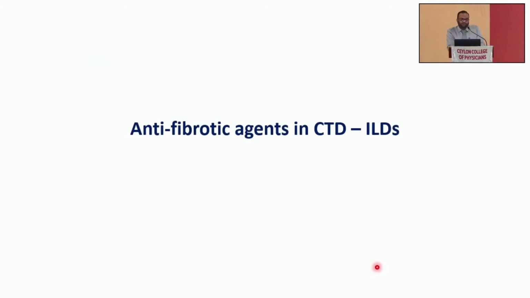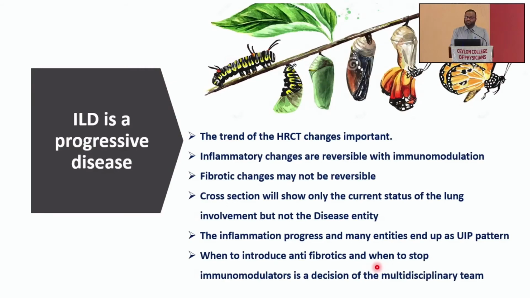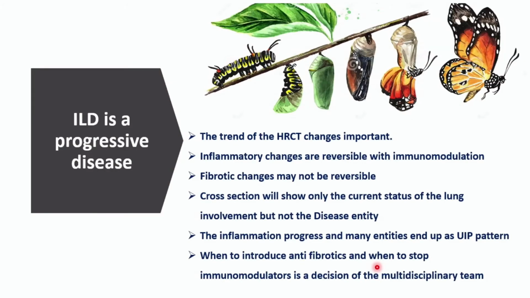So what is the place for antifibrotics in CTD ILDs? Like I initially said, ILD is a progressive disease. So you start from inflammation and end up in fibrosis most of the time. So the trend of the HRCT is very important. Inflammatory changes are reversible while fibrotic changes are not so reversible. And a cross-section will only show the current status of the disease, but not the disease entity itself. You have to identify the trend to comment on the disease. And inflammation progresses and eventually ends up in a UIP pattern, which is a fibrotic pattern.